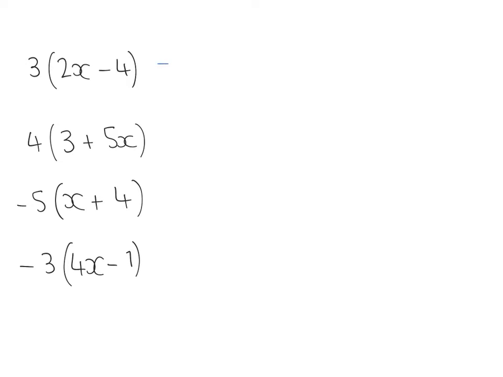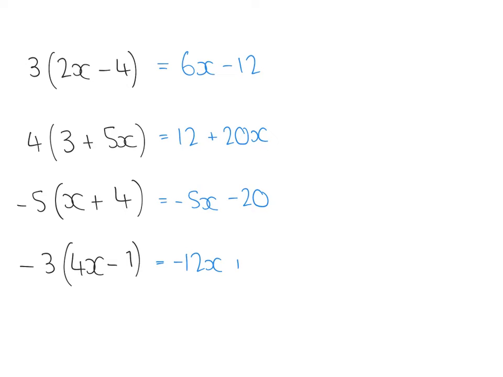So the answers: 3 times 2x gives us 6x. 3 times minus 4 gives minus 12. 4 times 3 gives 12. 4 times plus 5x gives plus 20x. Minus 5 times x, minus 5x. Minus 5 times plus 4, minus 20. Minus 3 times 4x, minus 12x. Minus 3 times minus 1 is plus 3.